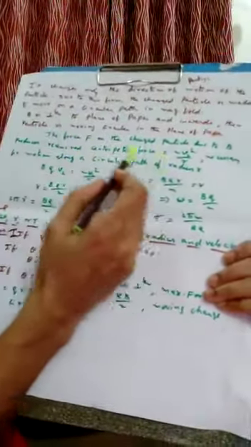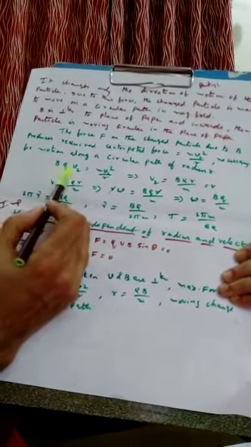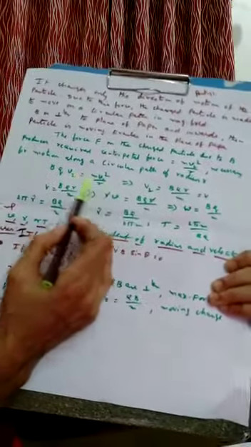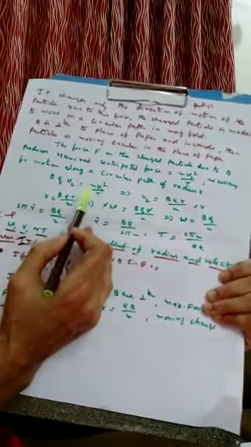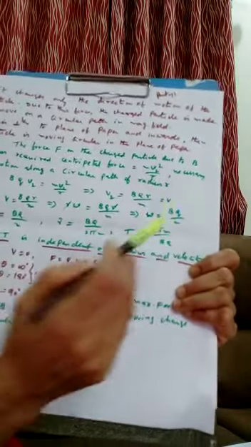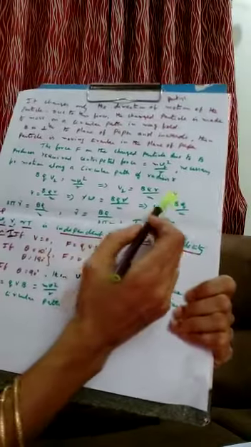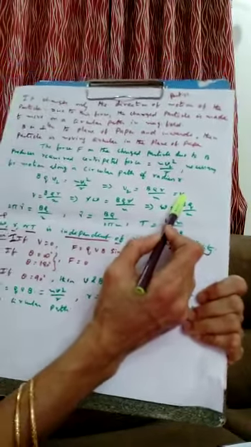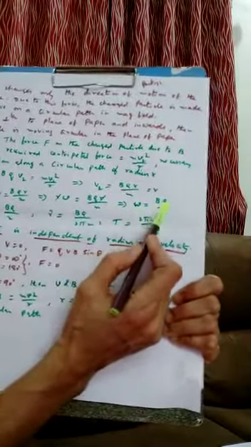To find the frequency, we know the force exerted on the particle is Q into V2 into B, and the necessary centripetal force required is m V square by r. These two forces are equal, so V2 gets cancelled. V is equal to BQR by m. But we know V is equal to R omega, which we studied in 11th. So R omega is equal to BQR by m, and R gets cancelled. Omega is equal to BQ by m.